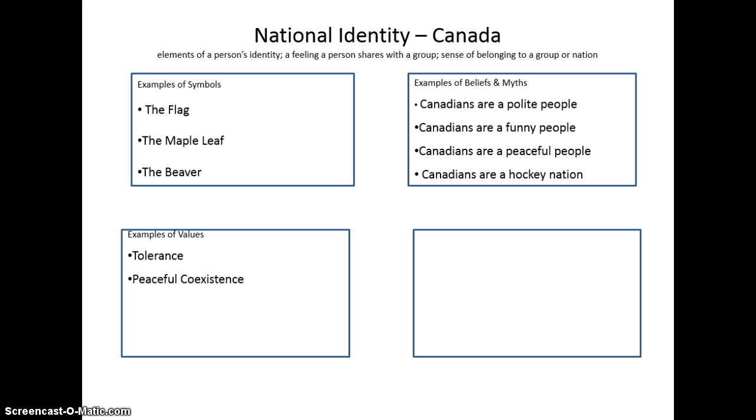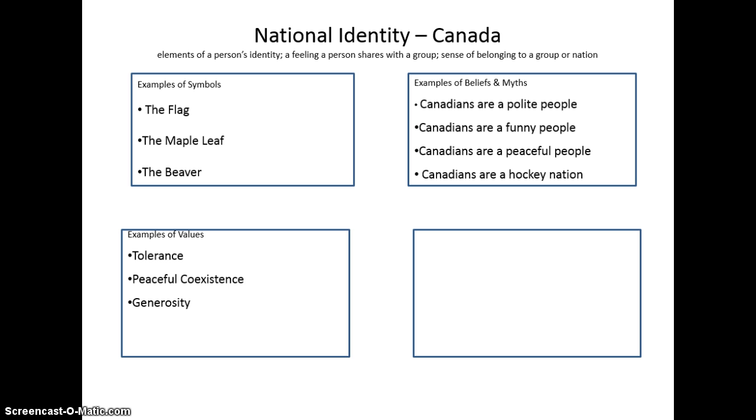And as part of the idea of tolerance, another important value that we hold as Canadians is the idea of peaceful coexistence. Despite the fact that we're quite diverse, that we have diverse cultures and religious groups, we tend to coexist peacefully with one another and accept our differences.